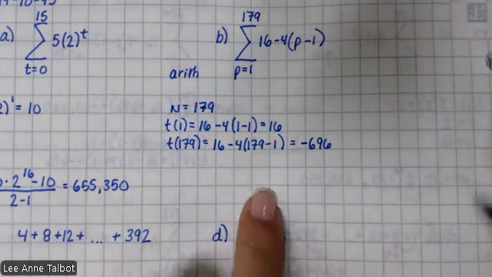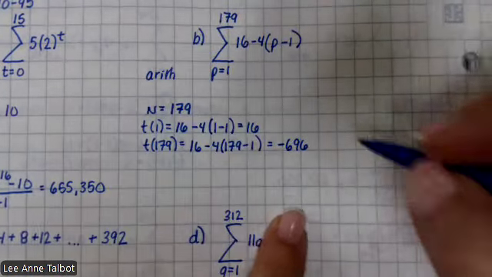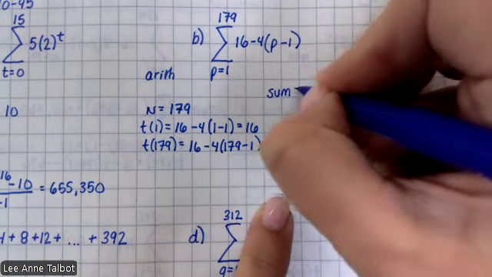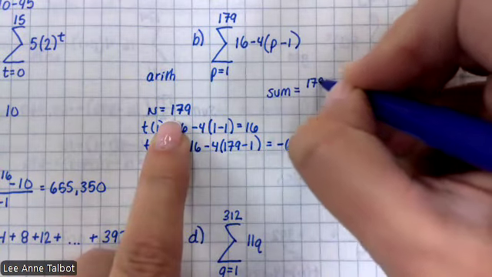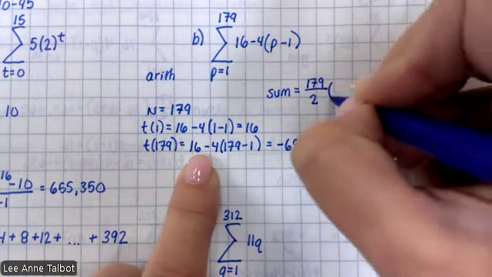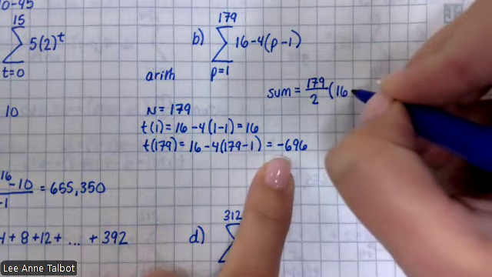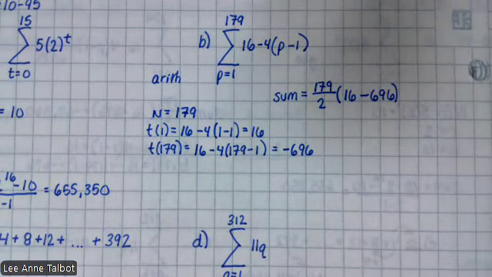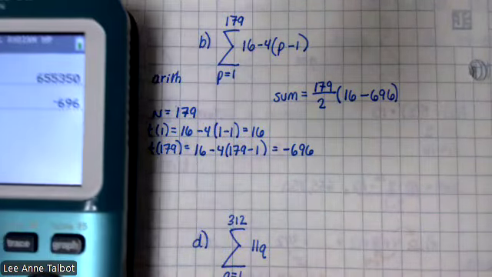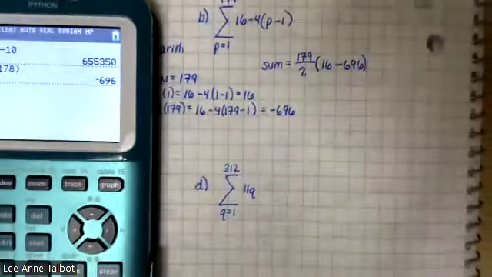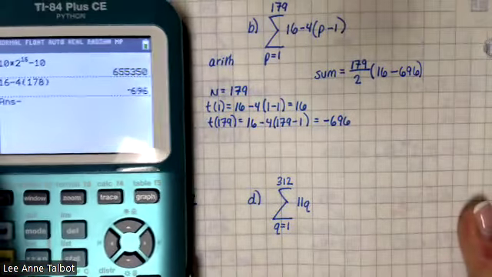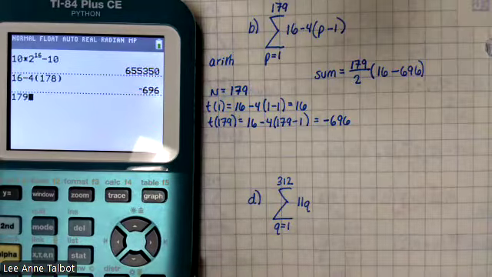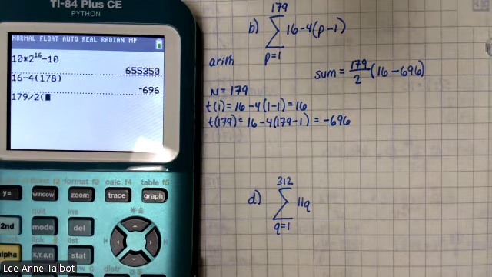Okay, so if you remember, the sum formula for arithmetics is the Gauss formula, which is sum equals n over 2, first term plus last term. Yeah, I know, I know. You definitely were thinking things. Good things were being thought. And this one you can type in one fell swoop. 179 over 2, 16 minus 696.